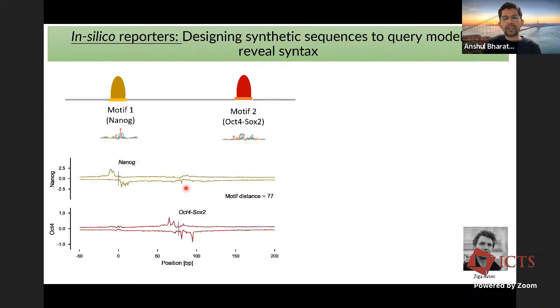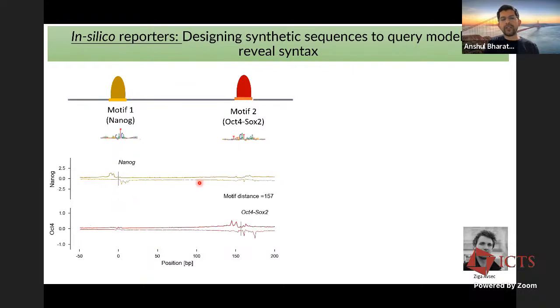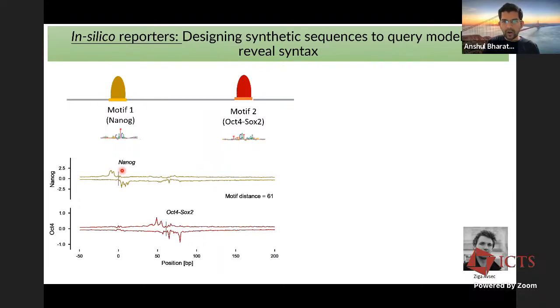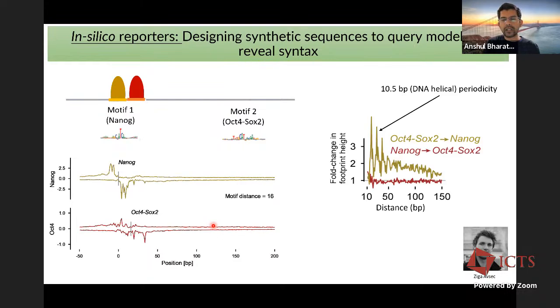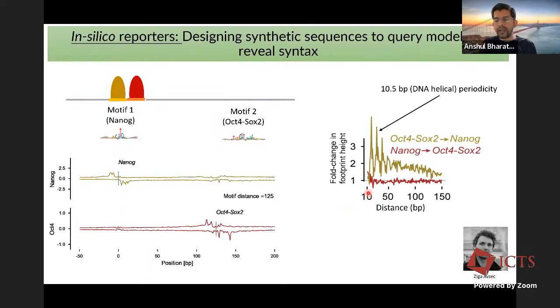And here's sort of the animation of what's happening. The model's making predictions as we're moving. This is the motif distance, and you're moving closer, and you're seeing the model respond to the spacing, right? And if you look carefully, you'll see nanog bobbling, right? Initially it's not really responding, and as it gets closer, you see this bobble effect, and then it gets really strong, right? So if you graph the response of nanog and OCT4 as a function of spacing, you get something that looks like this, which is really interesting.